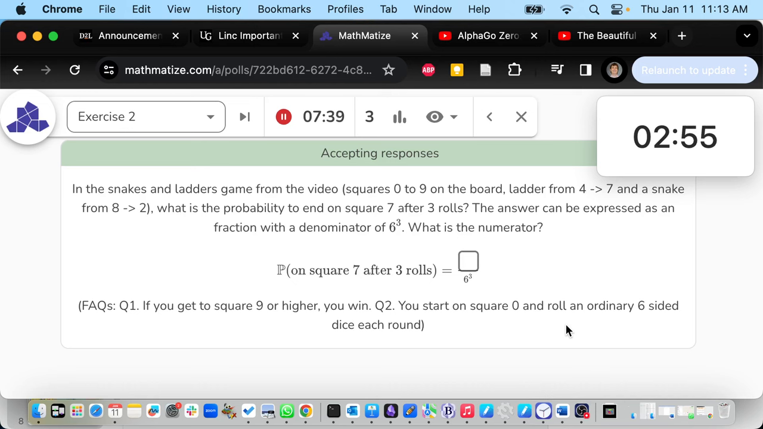Okay, wait. So if we're at 1, we have a 1 in 6. Sorry, no. So 2 in 6. From 1, we have a 2 in 6. From 2, we have 2 in 6. From 3, we have 2 in 6. From 5, we have 4 in 6.